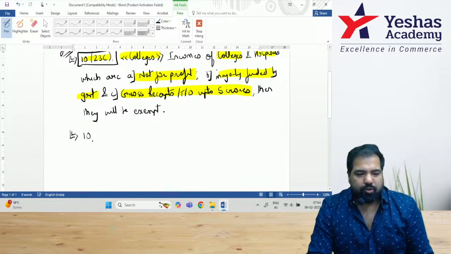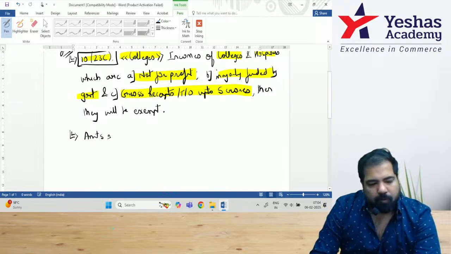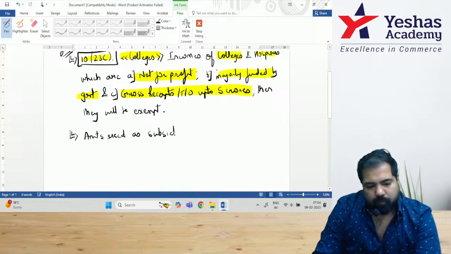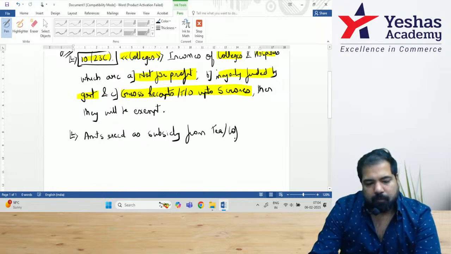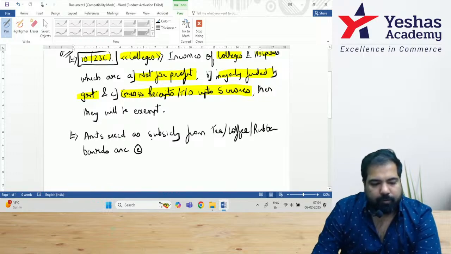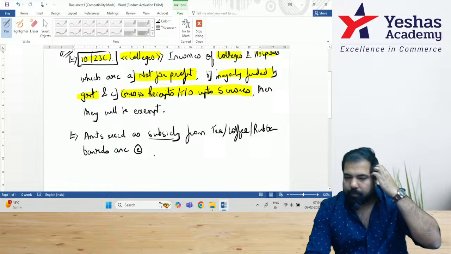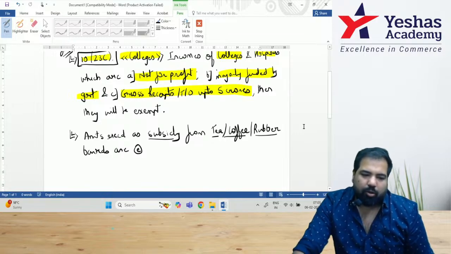There are different sections. So I'm not writing the section. Just write amounts received as subsidy, tea, coffee, rubber board, are exempt. The government can notify more boards, but right now there are these three boards: tea, coffee, and rubber boards.